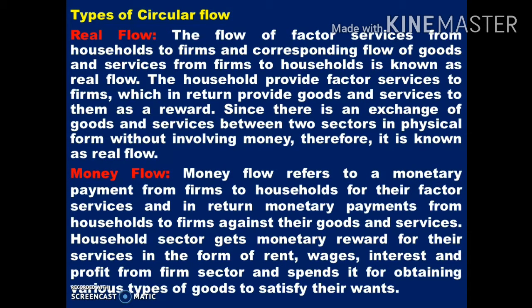You can see real flow and money flow in this circular flow. The real flow is the flow of factor services from households to firms, and the corresponding flow of goods and services from firms to households. It is in the form of goods that we can see, so that is known as real flow. The household provides factor services to firms, which in return provide goods and services to them as reward.